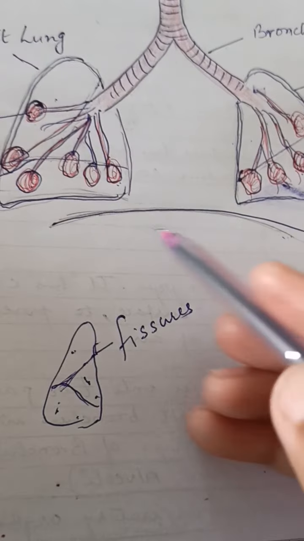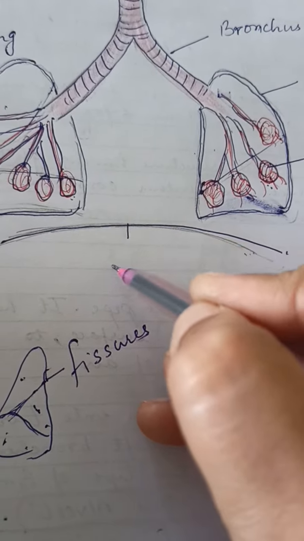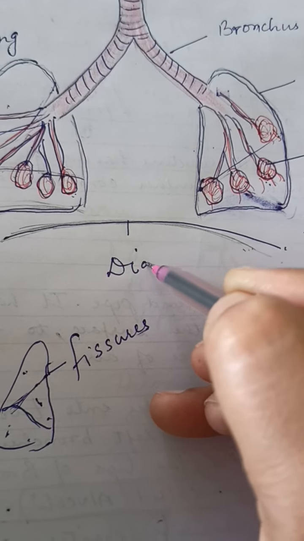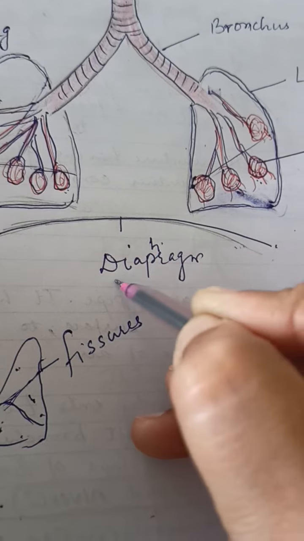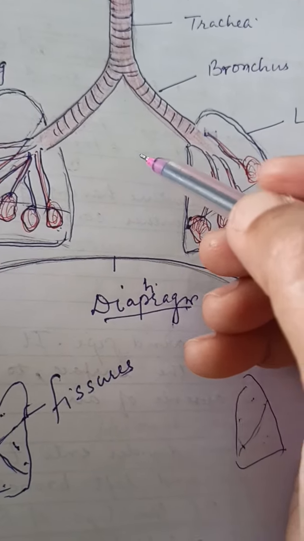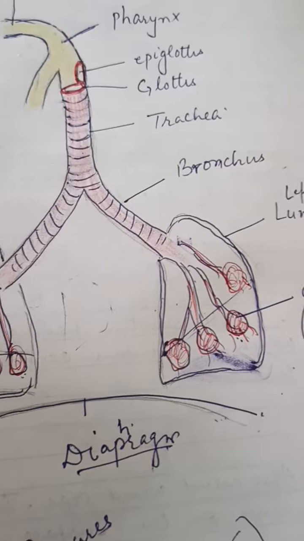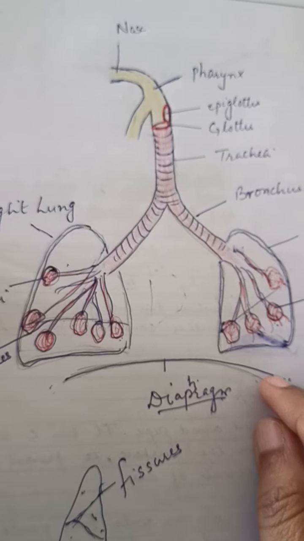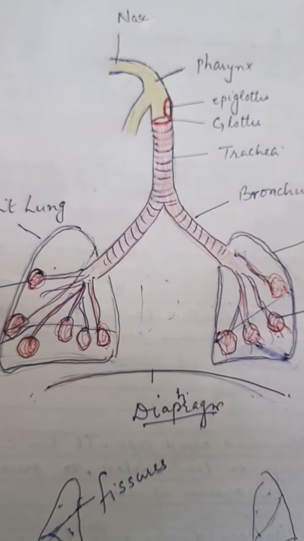Clear? And this line below the lungs is called the diaphragm. It is considered as the diaphragm. And this is the space for the heart. It is the region जहाँ पे heart की position है. Okay. So this is the complete structure as well as the complete diagram of the human respiratory system.